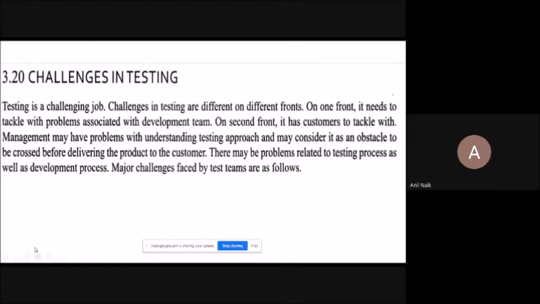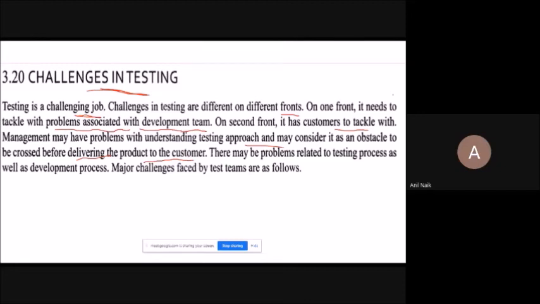Testing is a challenging job. Challenges in software testing. It's a challenging job. Challenges in testing are different on different fronts. On one front, it needs to tackle the problems that are associated with the development team. On the second front, it has the customers to tackle. The management may have problems understanding the testing approach and may consider it an obstacle to be crossed before delivering the product to the customer.